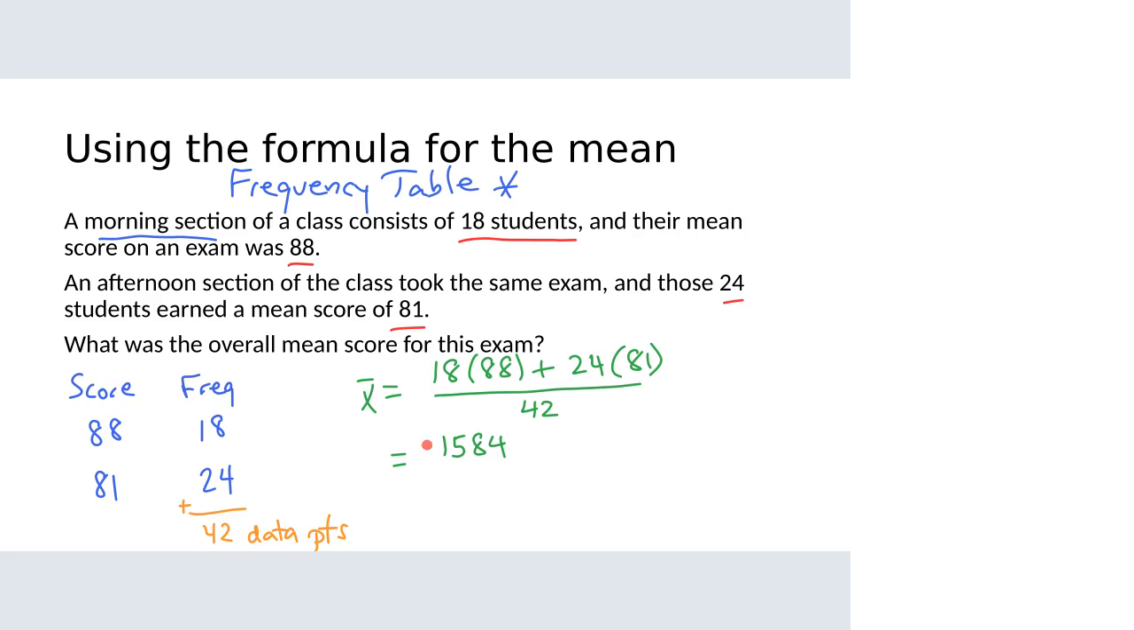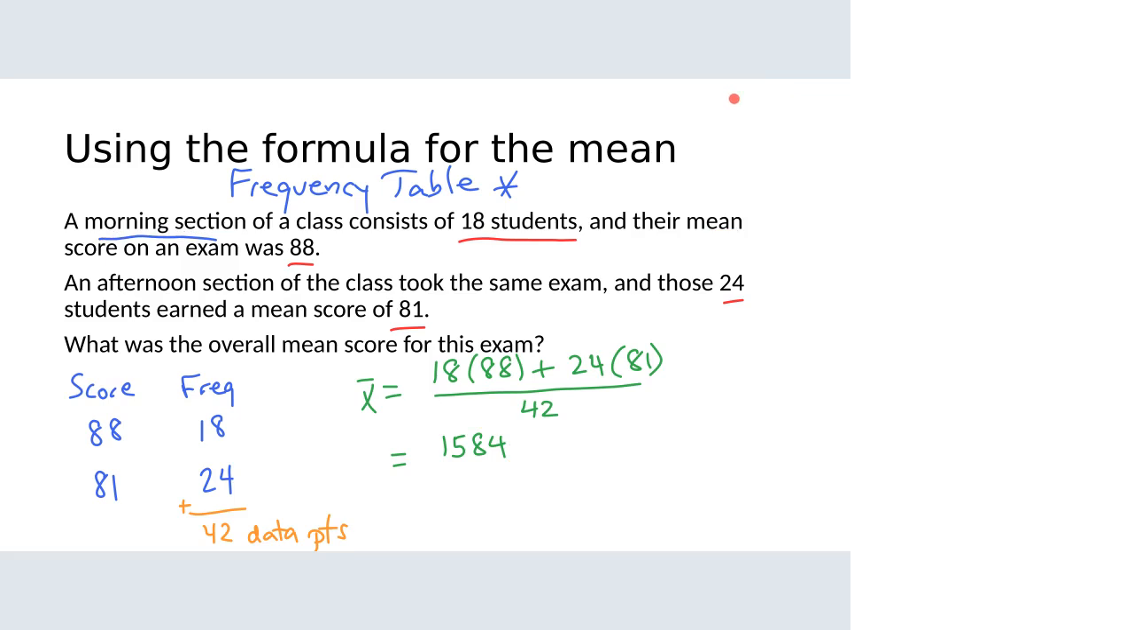What that 1,584 is, this is the total number of points earned in the morning class. I don't know what any individual exam score is, but I know that the mean in that morning class was 88, and I know that there were 18 students in the class. And so multiplying 18 times 88, which is exactly what we did here, would give us the total number of points earned in that morning section. So multiplying 18 by 88 there, putting this into a frequency table is exactly the same as adding up all of their individual scores. It's going to land at 1,584 total points.